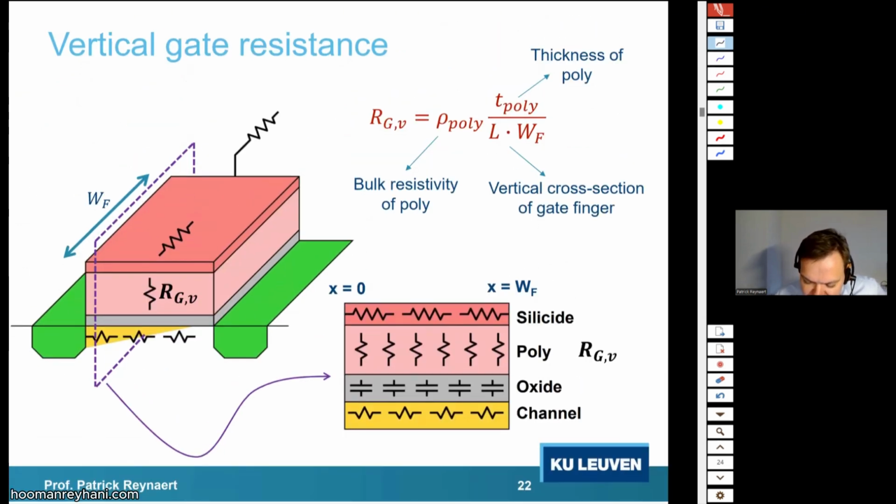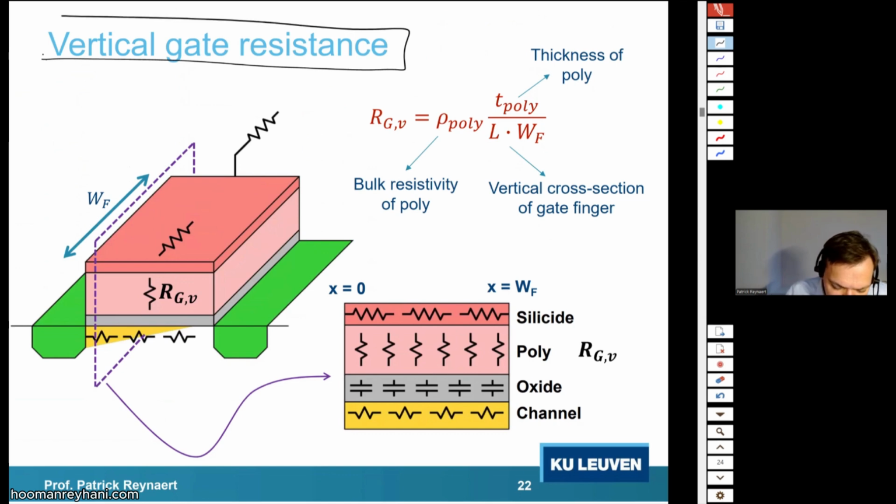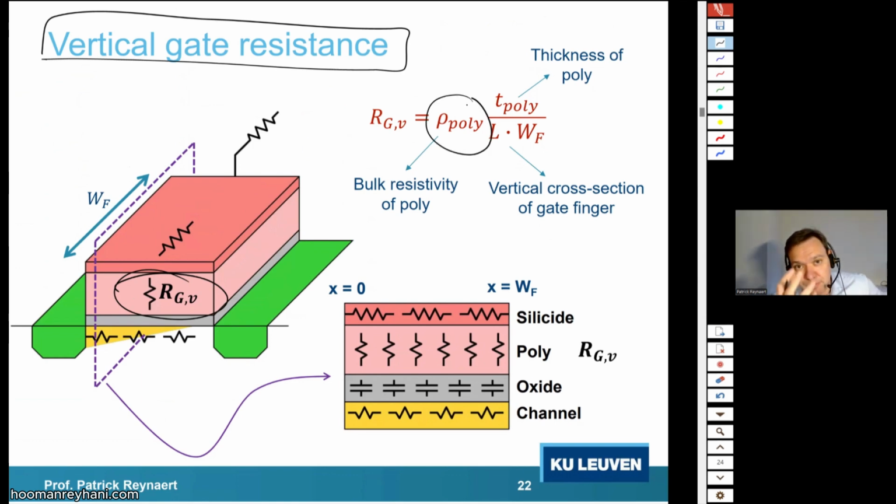Vertical gate resistance. The vertical gate resistance is the most important one because that is the one that causes an optimum. The vertical gate resistance here, if you look at it, it's this resistance over here. It's proportional to some resistivity of the poly material. Again, a number that nobody knows, and TSMC or GF or ST are not going to tell you that number. But what's important here is that we see that this is inversely proportional to the length of the transistor and the finger width.